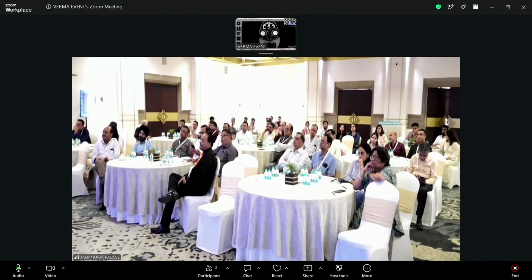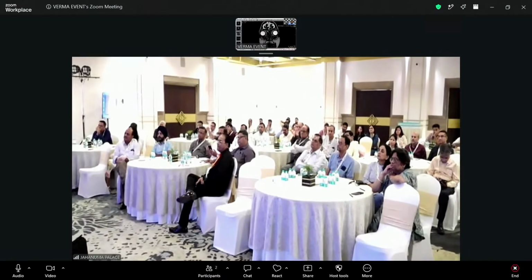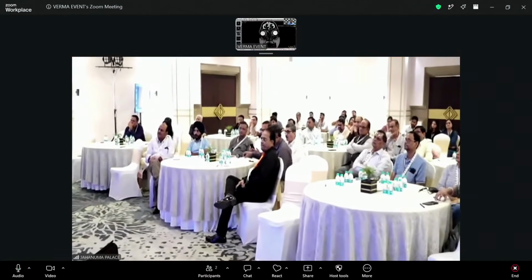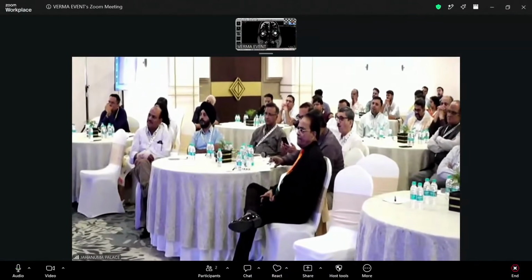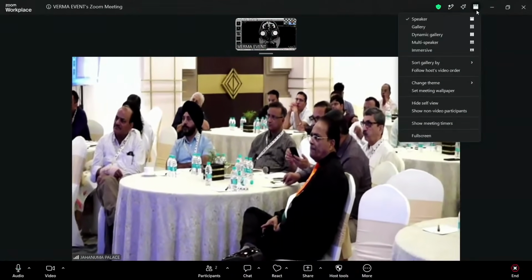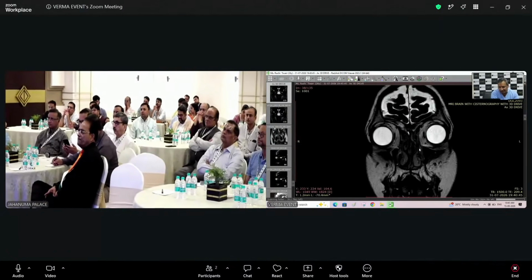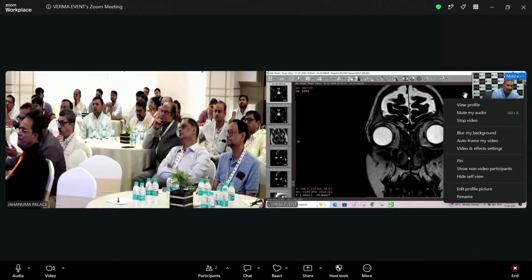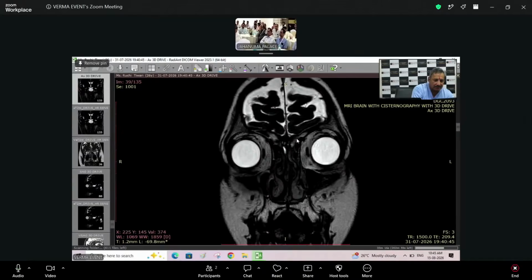Are you getting the MRI on screen, sir? Yes. See this. This is the 3D drive sequence of MRI. What is the importance of this sequence? In this sequence, the CSF appears very bright in a suppressed background. The entire background is dark, even the brain is dark, but the CSF appears bright.